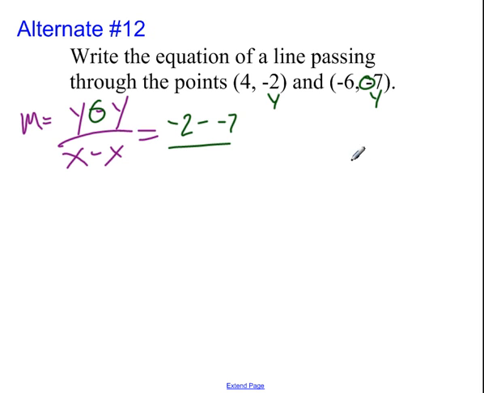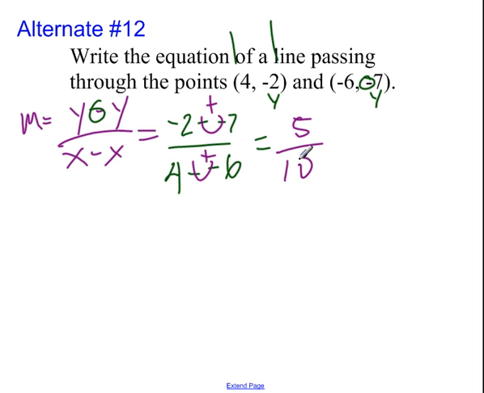X is going to go on the bottom. Since I went with my 2 first, I got to go with the 4 first on the bottom as well. And my negative 6 here to make things match. Now we got a whole bunch of 2 negatives making positives here and here. 7 minus 2 is going to give me 5 on top, and 6 plus 4 is going to give me 10 on the bottom, which gives me a 1/2 for my slope.